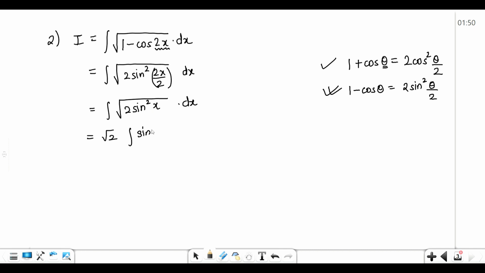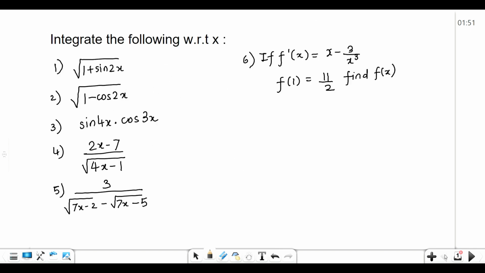So this will be root 2, and the integration of sin x is minus cos x. So I'll put a minus sign over here, and this will be cos x plus c. That's it. This was the answer to the second question that we have solved. Again I'll tell you, just remember all the trigonometric formulas. Now we'll check the third question here, that is sin 4x into cos 3x. So we'll take this on the next page.